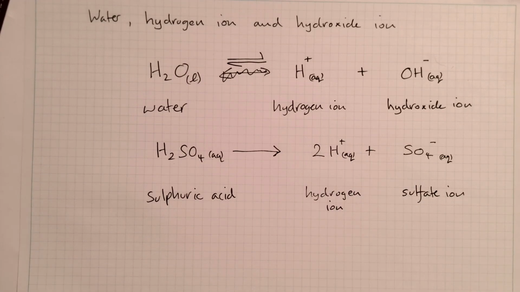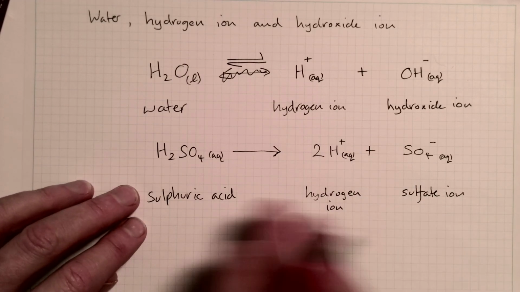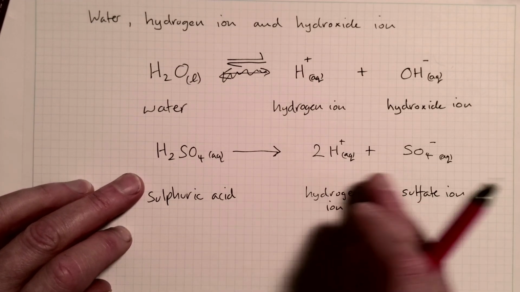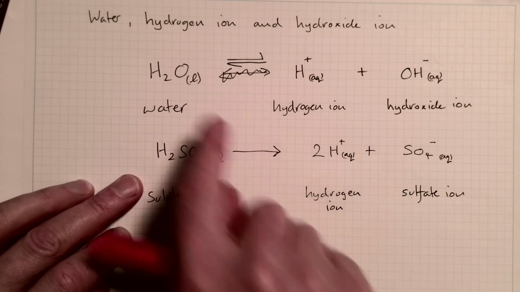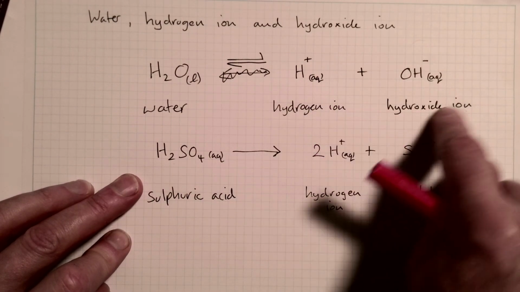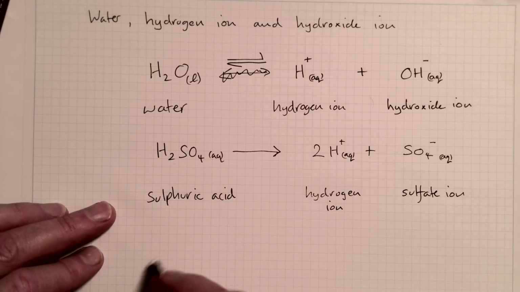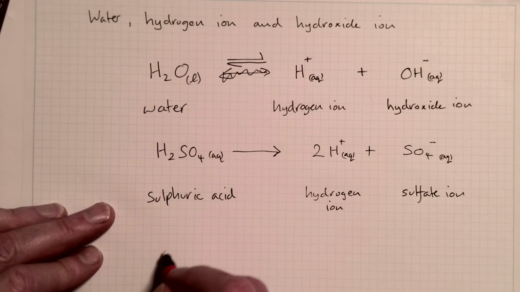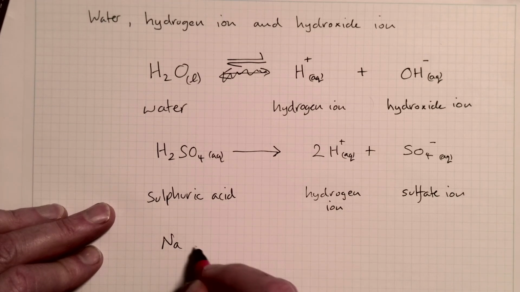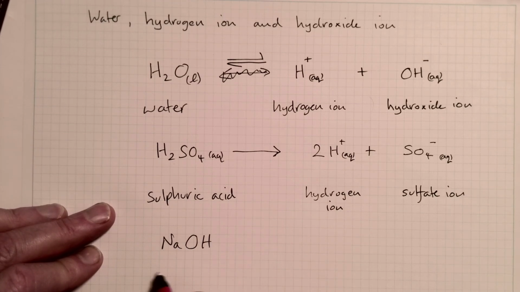Okay, so this is what we call an acid. An acid is something that produces hydrogen ions when it dissolves in water. Now, water itself, when it dissociates, isn't an acid because it produces an equal number of hydroxide ions. Let's have a look at this. So if I take a hydroxide, let's take sodium hydroxide.